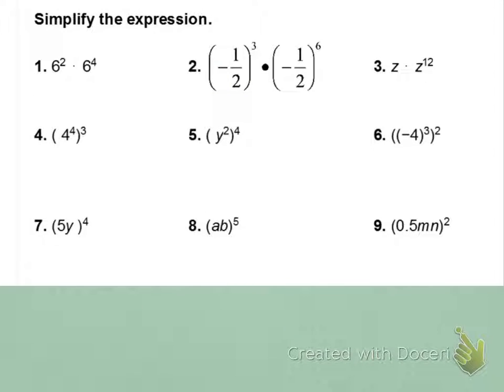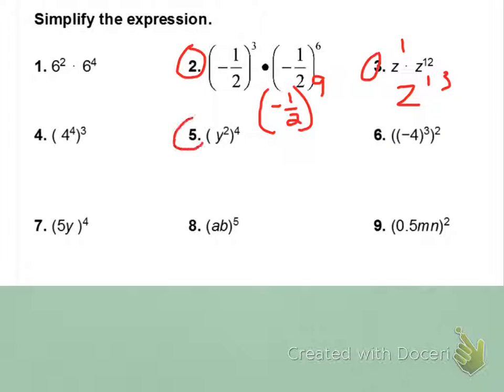And on this page, we have a lot of different examples. So let's just take a look at a few of them. So let's take a look at number 2. So don't forget, we need the parentheses. So negative 1/2. We have the same base, so we add our powers, so to the 9th power. Number 3, there's no exponent next to the z, so you need to put a 1 there. So it would be z to the 13th power.